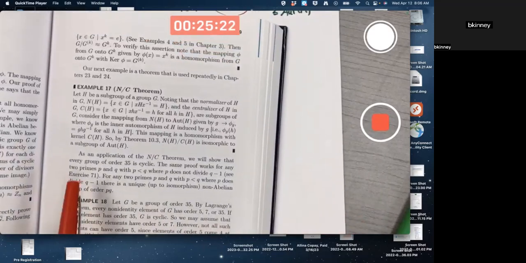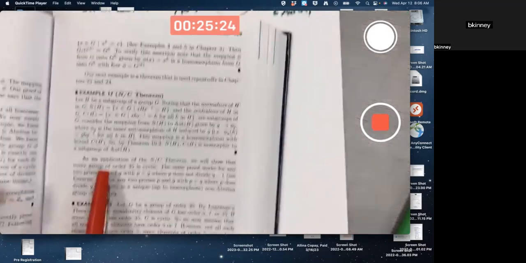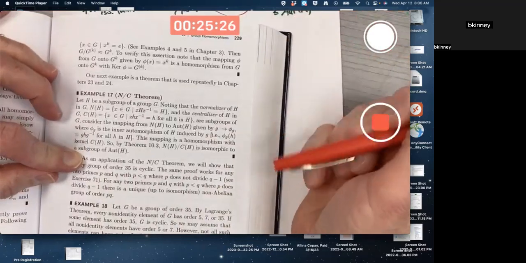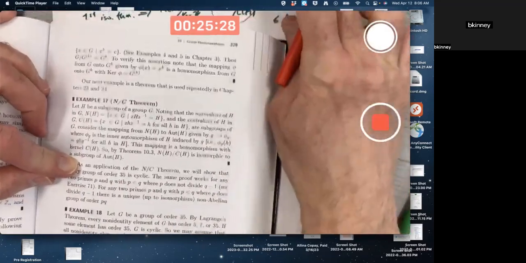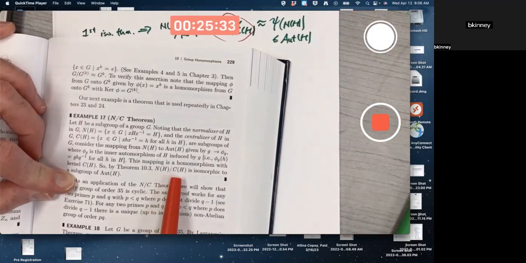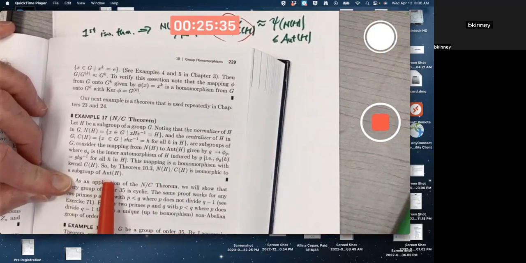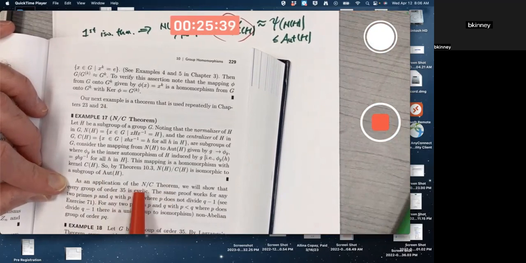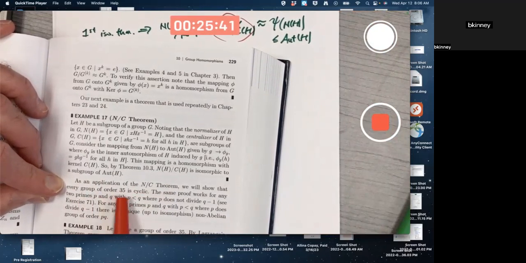What is the conclusion? As an application of this thing we've just proved, called the N/C theorem, the factor group of N(H) by C(H) is isomorphic to a subgroup of Aut(H). That's called the N/C theorem. As an application of that, we will show that every group of order 35 is cyclic. That's pretty profound. That's a new classification fact, right?